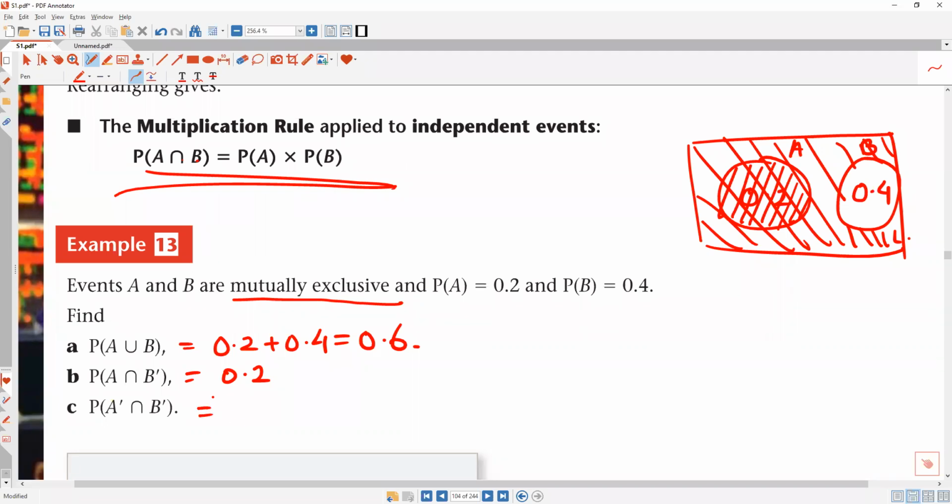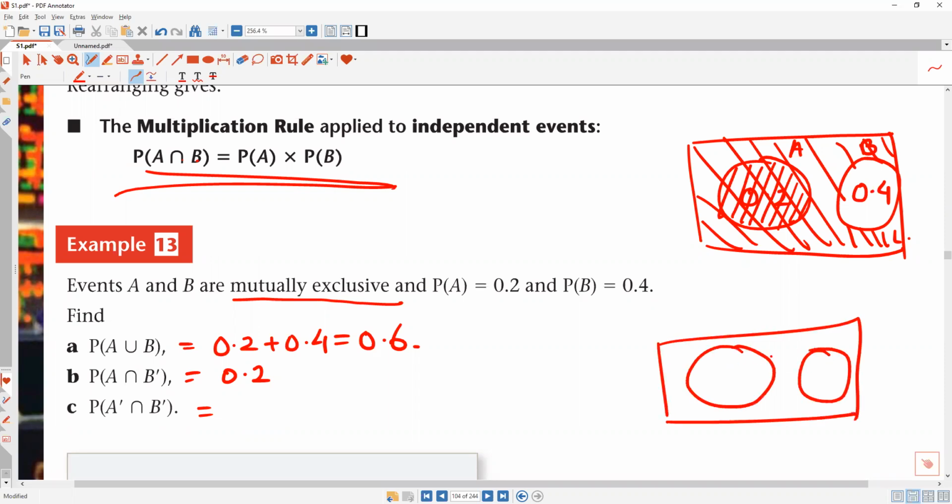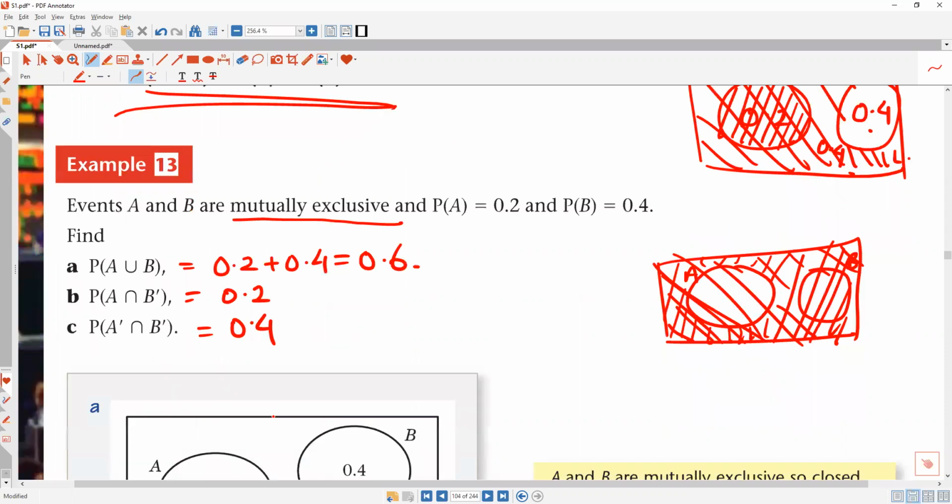Okay, then they are saying this. Mark this also, A complement intersection B complement. These are A, these are B. A complement means mark everything except A. Then they say B complement, mark everything except B. They said intersection, so those outside are double crossed. It is 0.4, if I'm not wrong, because 0.4 plus 0.2 plus 0.4 is 1. So 0.4 should be your answer. Let me check the mark scheme. 0.6, 0.2, 0.4, perfect.